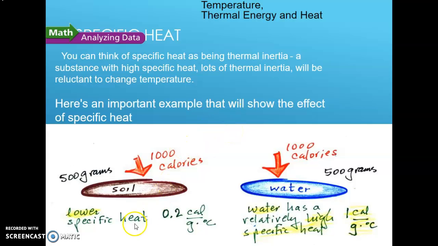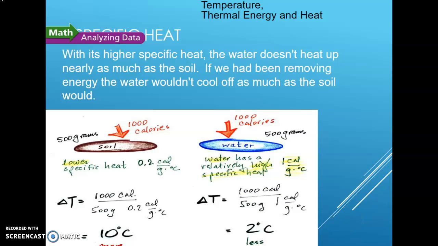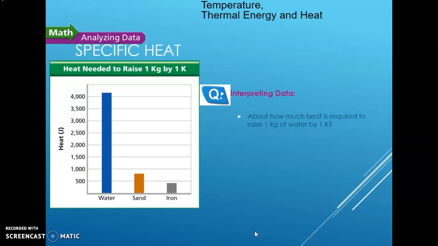And we can see that soil has a specific heat of about 0.2. Water has a specific heat of 1. In this case, we're using calories, still metric. In the end, the soil had a change in temperature, delta T, of 10 degrees C. Water had a change in temperature of 2 degrees C. Remember, same amount of soil and same amount of water, each absorbed 1,000 calories, and you can see that the water did not move very much at all with respect to the soil.